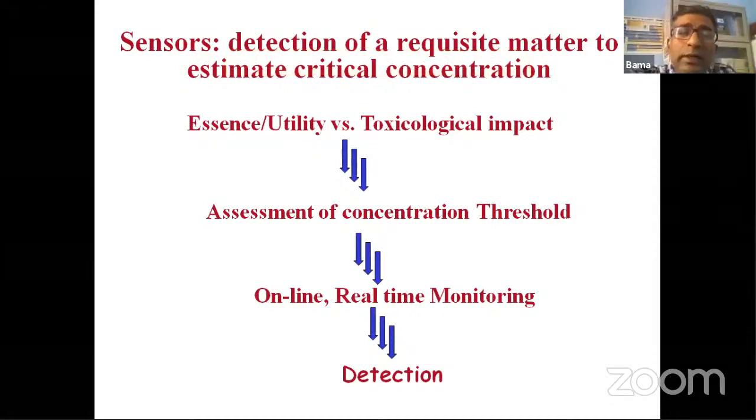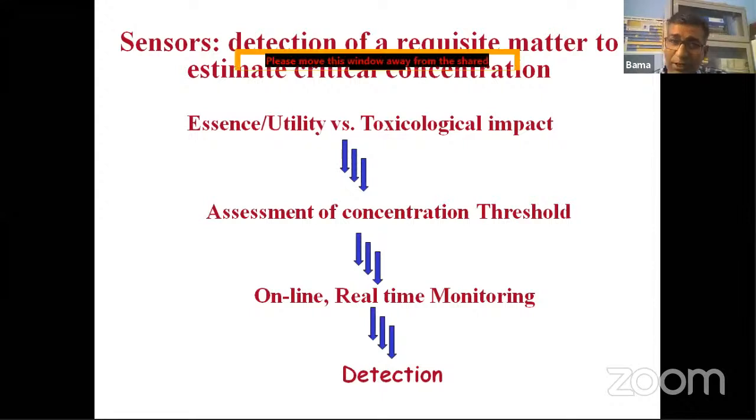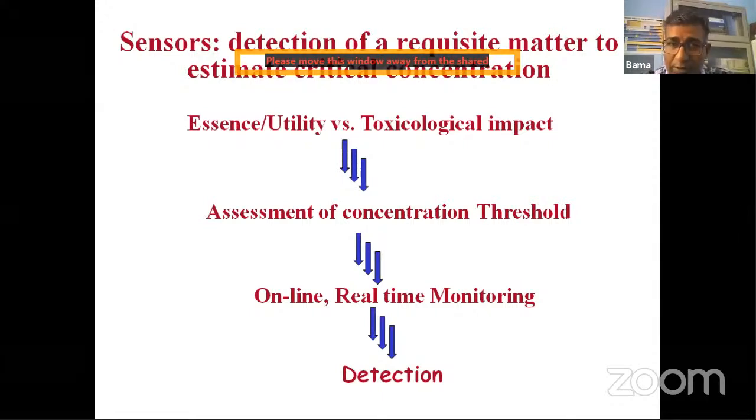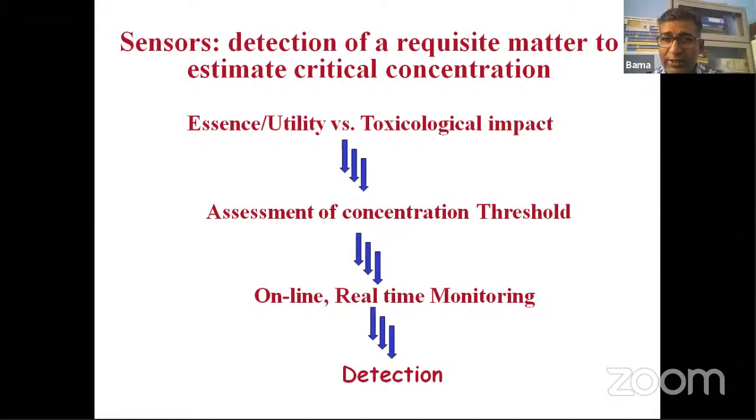The requirement of detection is just to calibrate the toxicological impact. And how is it done? Basically, it is done for assessment of concentration threshold, because I always pitch that nothing in this world is toxic. It's the critical concentration that makes the compound toxic. So we need to monitor all those systems, and basically the detection. The early form of detection is the color change, basically. So we'll come to that later on.